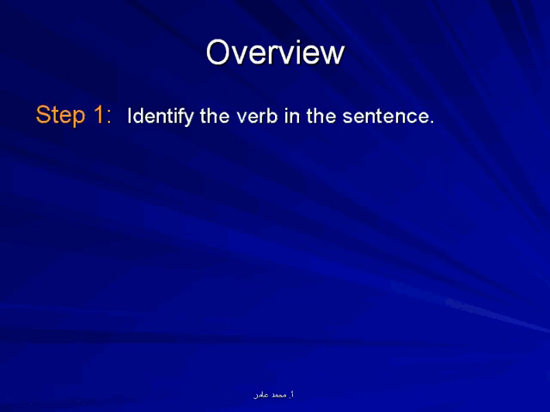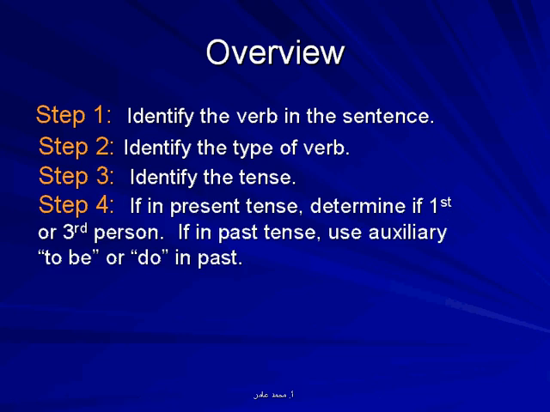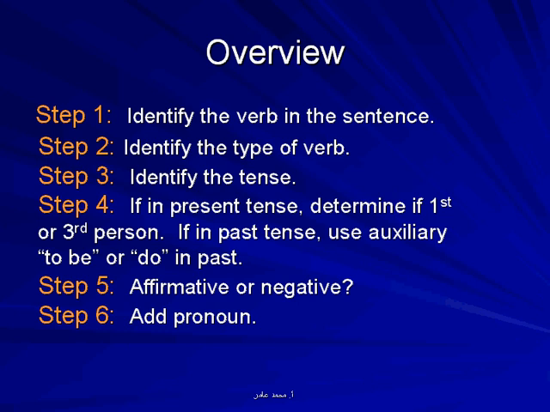Overview. Step 1. Identify the verb in the sentence. Step 2. Identify the type of verb. Step 3. Identify the tense. Step 4. If in present tense, determine if first or third person. If in past tense, use the auxiliary to be or do in the past. Step 5. Affirmative or negative. Step 6. Add the subject pronoun.